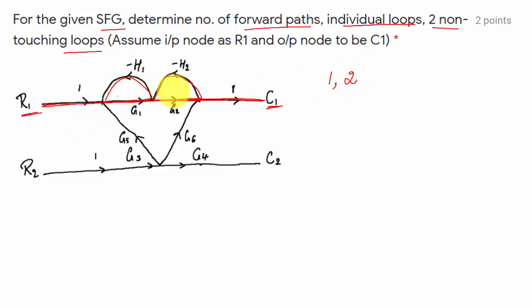This loop and this loop are touching at a single node, the same node. So the number of two non-touching loops will be 0. So you should opt for 1, 2, 0. I guess this option I have not given, so I'll be giving grace marks to each and every person.